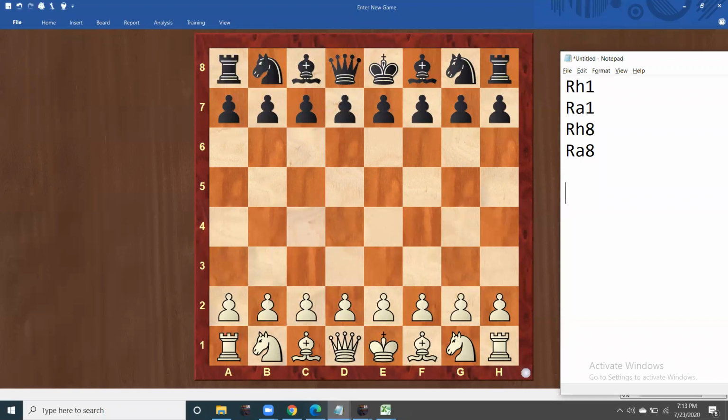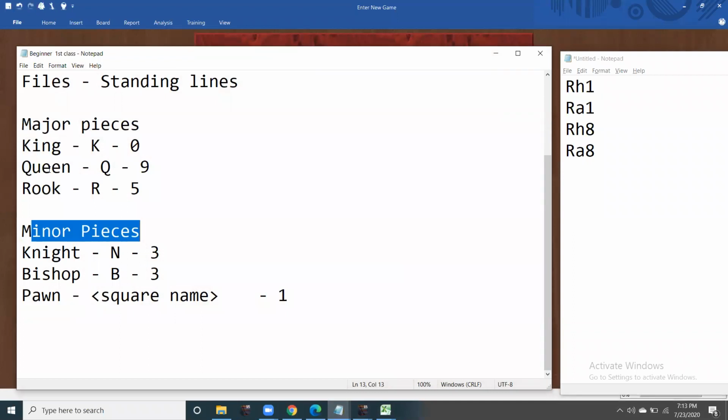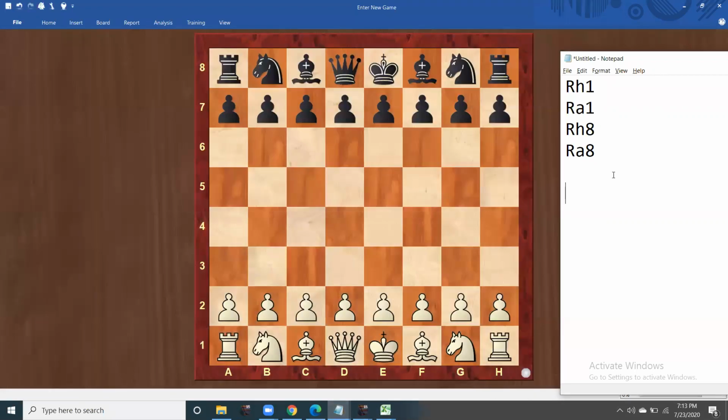One thing I just forgot, let me tell you this. King is denoted by K. For knight also it should be the first letter, K, but because we are already using K for the king, we use N for the knight, the second letter. So now if someone asks where the knights are, I will write Ng1, and one more knight is on b1.